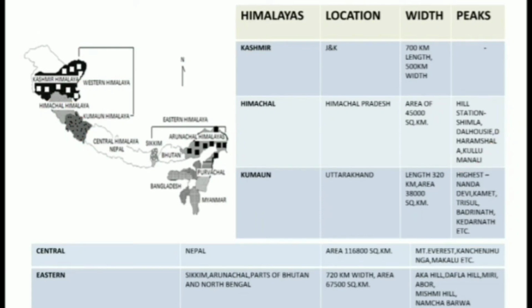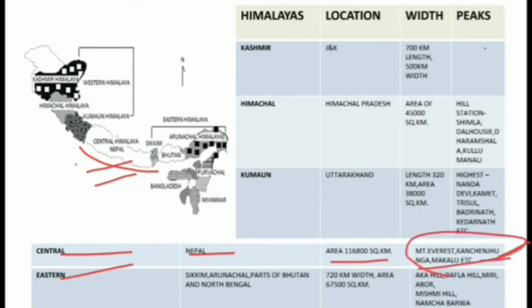After this Western Himalaya, we have Central Himalaya. Okay, Central Himalaya mainly includes parts of Nepal. Here you can see the central part. The maximum part is situated in Nepal. That's why the Central Himalaya is also known as Nepal Himalaya. Area is approximately 116800 square kilometer. Mount Everest, Kanchenjunga and Makalu. These are some important peaks situated in the Central Himalaya region.